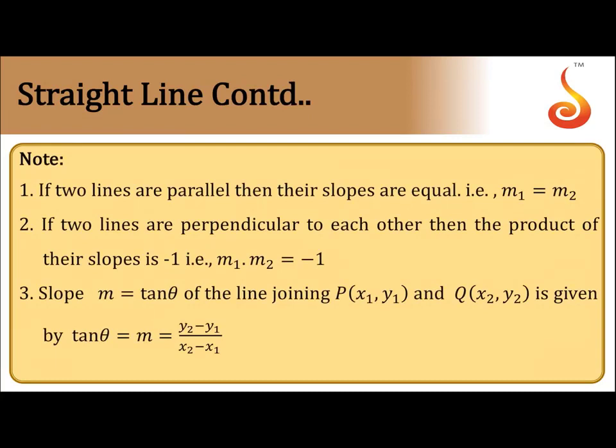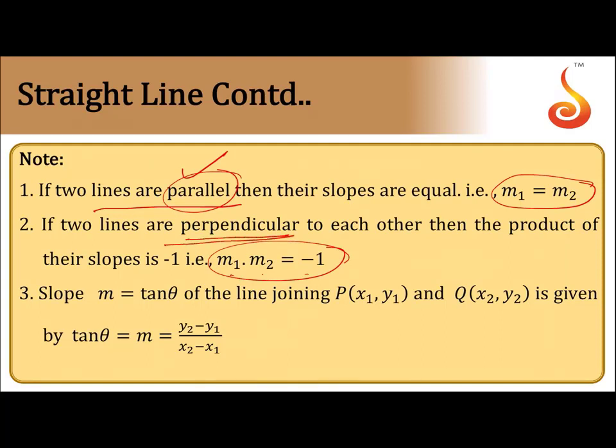Coming to the next concepts, let me consider m1, m2 as the slopes of two lines. When m1 is equal to m2, the two lines are said to be parallel. When the product of slopes m1 m2 is equal to -1, the lines are said to be perpendicular to each other. And the slope of the line joining the two points (x1, y1) and (x2, y2) is given by the formula (y2 minus y1) by (x2 minus x1).